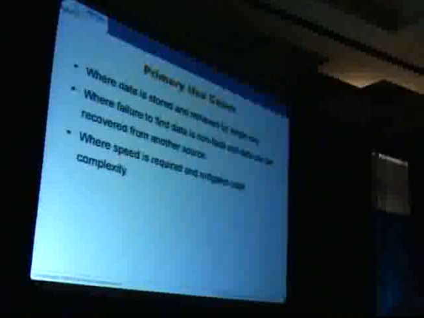So, let's have a look at primary use cases. It's fairly obvious. I keep harping on this stuff. Where data is stored and retrieved by a single key, and where the failure to find the data is non-fatal. In other words, where you can get the data from somewhere else. Might seem obvious, but it's important to remember that it's just a cache. It's not going to be the be-all and the end-all. You're not going to store your data in there and expect it to come out the other end okay. Well, if you put the data in there and it's still there, it'll be okay. It's just that it may not be there. And where speed is required, and it mitigates that need to make your code a little bit more complex. And the code doesn't have to be all that complex.